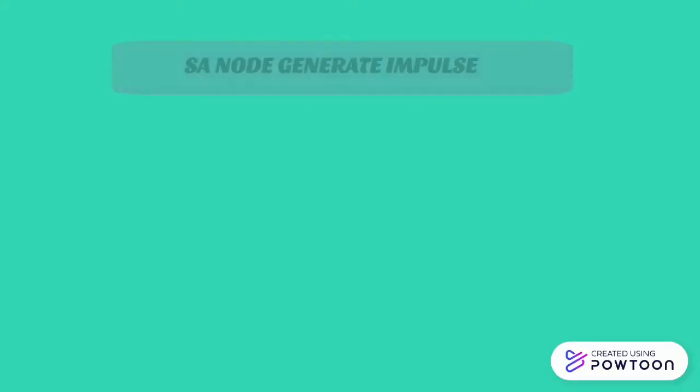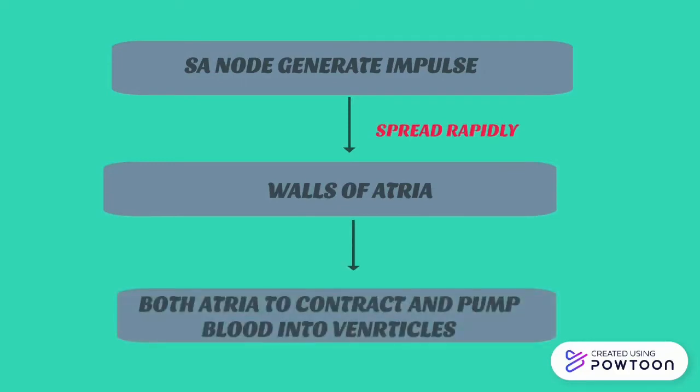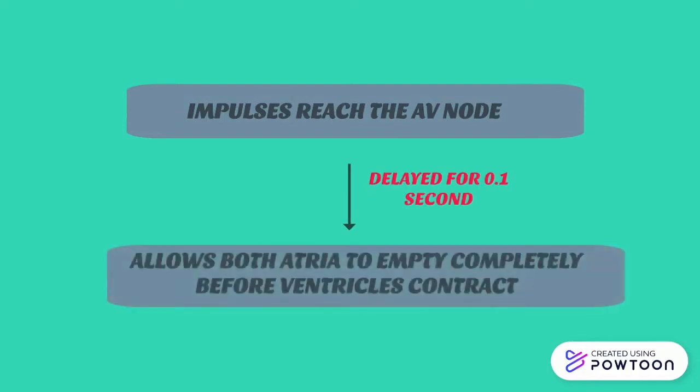First, the SA node will generate an impulse and spread rapidly through the wall of the atria, causing both atria to contract simultaneously and pump blood into both ventricles. During contraction, the impulse reaches the AV node. Here, the impulse is delayed for about 0.1 seconds. This allows both atria to empty completely before the ventricles contract.